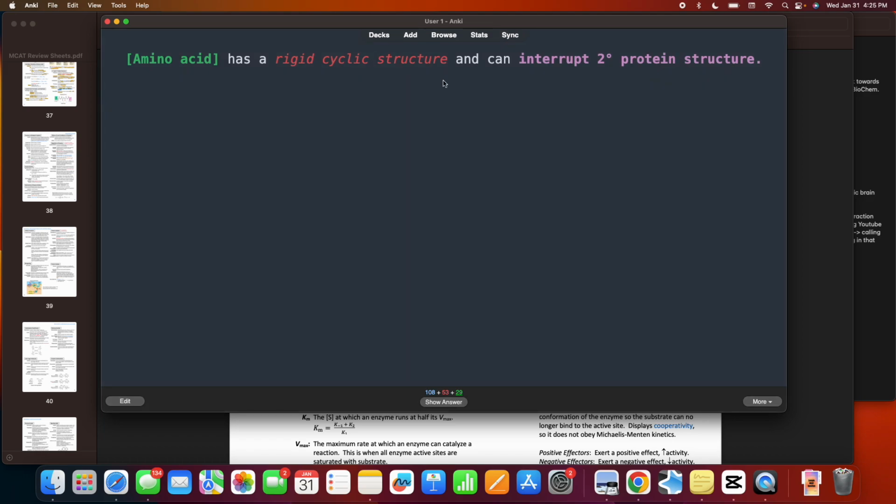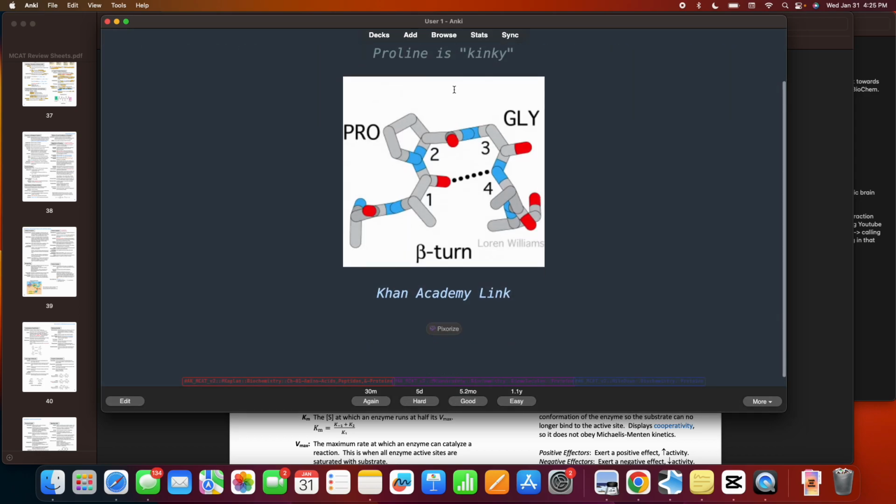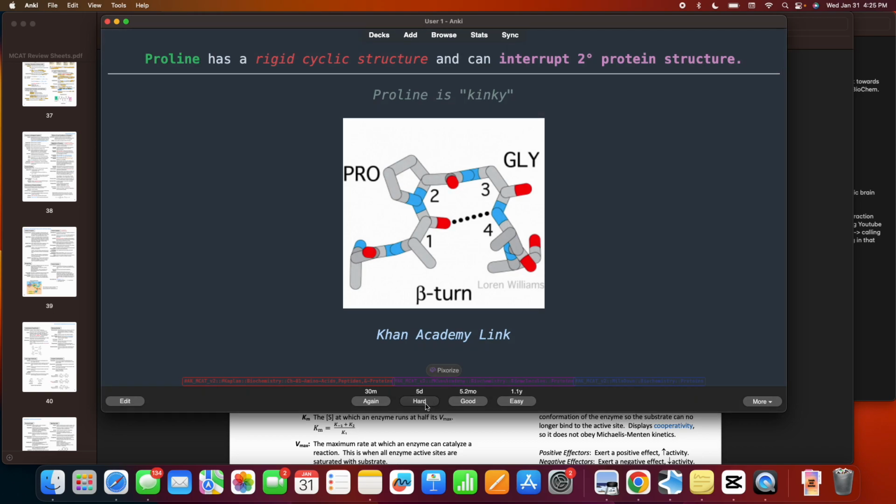What amino acid has a rigid cyclic structure and can interrupt secondary protein structure? It is proline. It's kinky. It's rigid too. Proline and glycine.